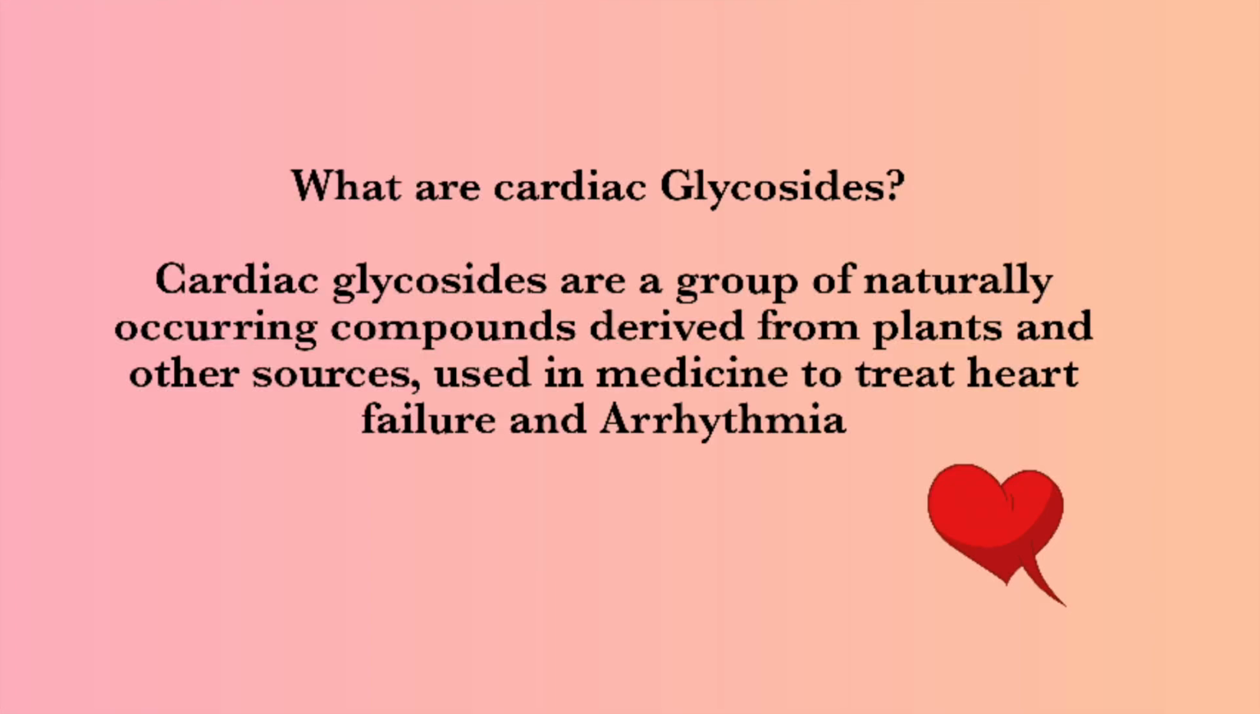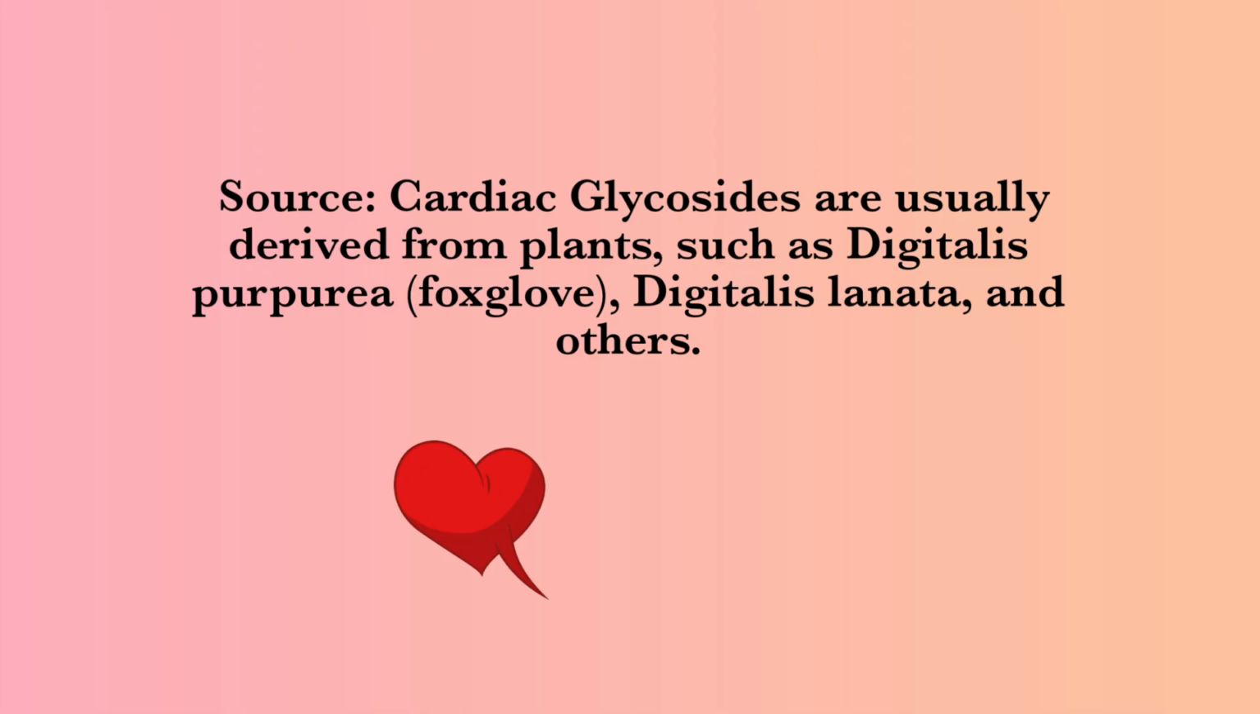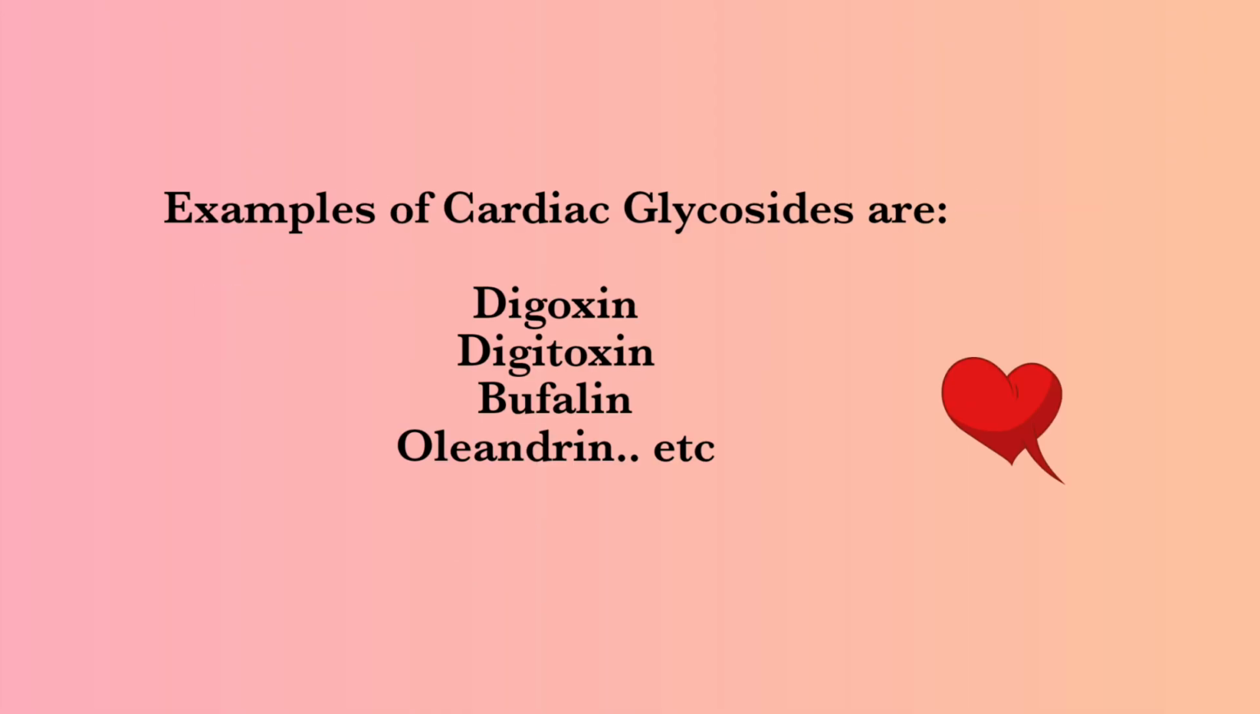Let's study about cardiac glycosides. Cardiac glycosides are a group of naturally occurring compounds derived from plants and other sources, used in medicine to treat heart failure and arrhythmia. They are usually derived from plants such as Digitalis purpurea, Digitalis lanata, and others. Examples include digoxin, digitoxin, bufalin, oleandrin, etc.